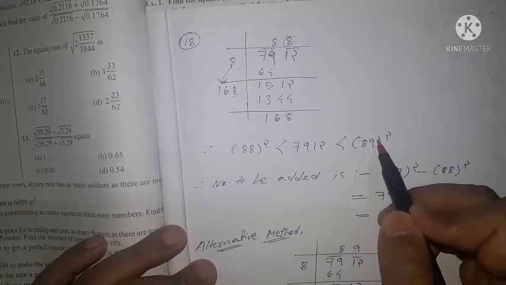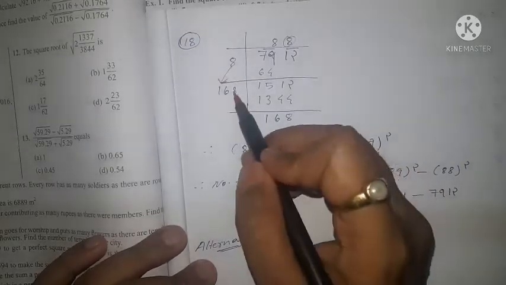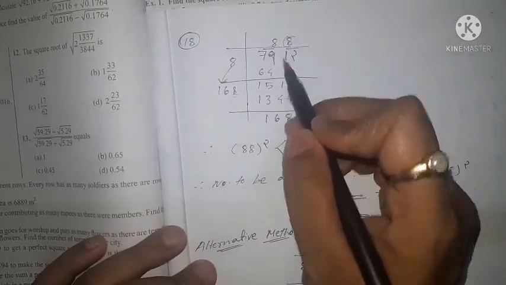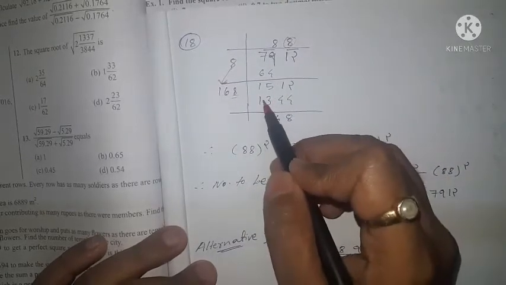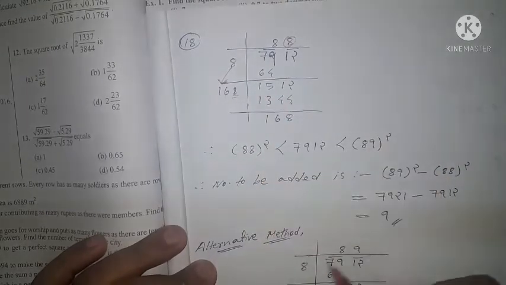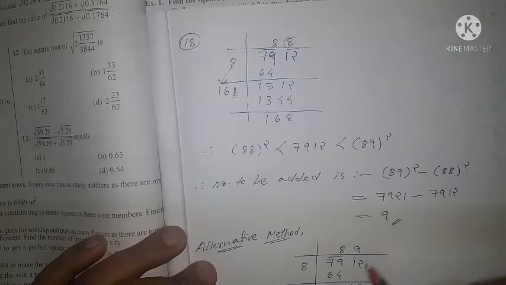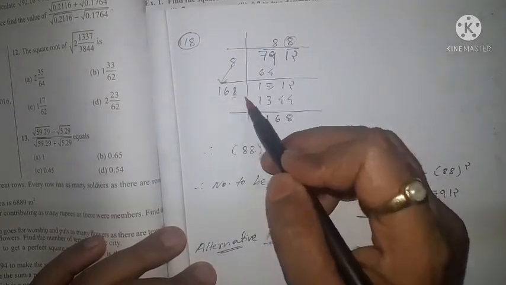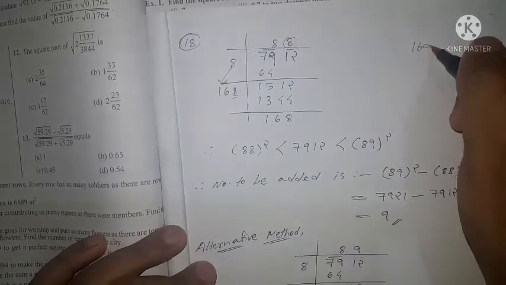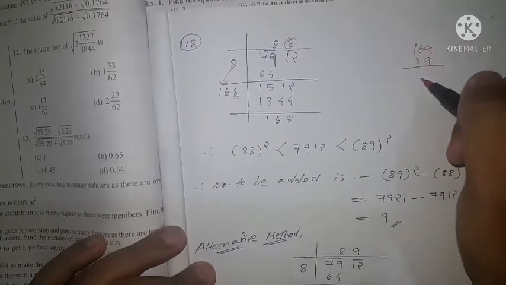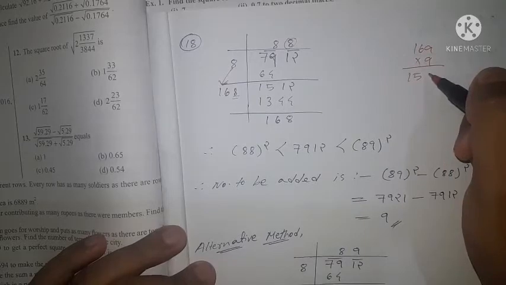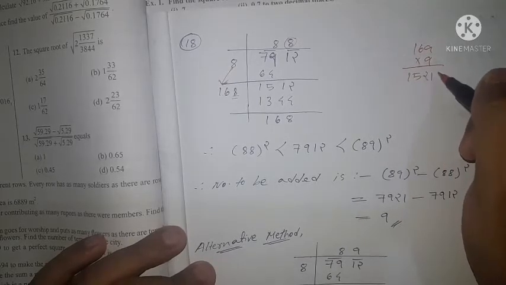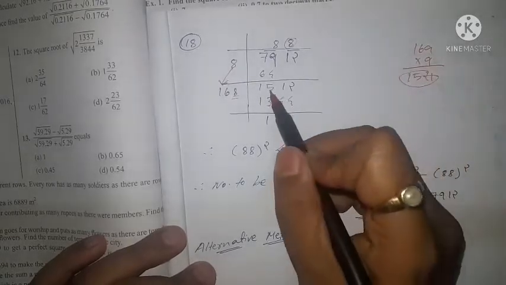Because if we write here 9, 169 into 9 will become a bigger number than 1512. It will become 1521. If we multiply 169 with 9, it will become 1521, which is a bigger number than this.